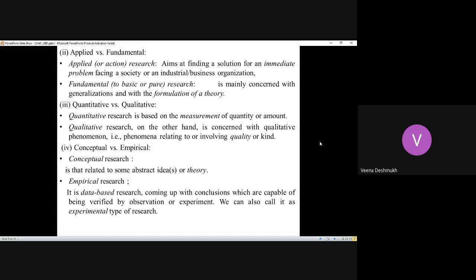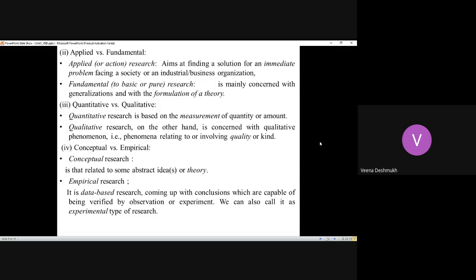Now the next one is applied versus fundamental. The applied one basically aims at finding an immediate solution to the problem. Like I gave the example of corona vaccination. Immediate solution is required here, so that is applied. You are trying to apply so many things. I discussed also that even some home remedies are available: you take this so you will not get corona. Like that, people have immediate applications for that.